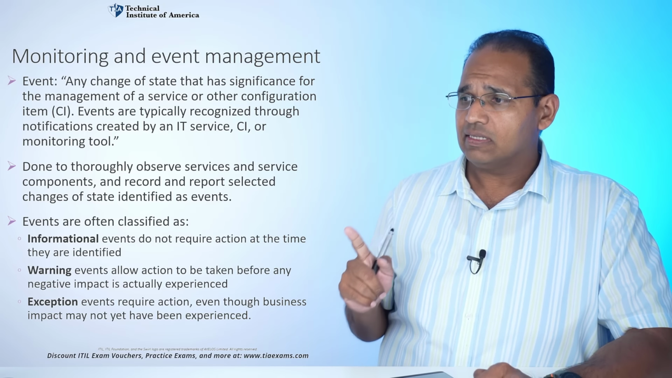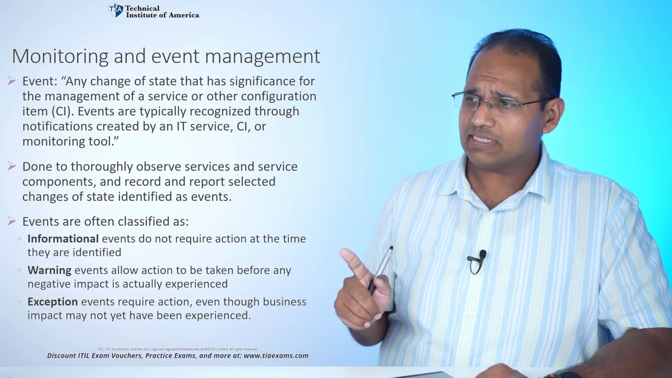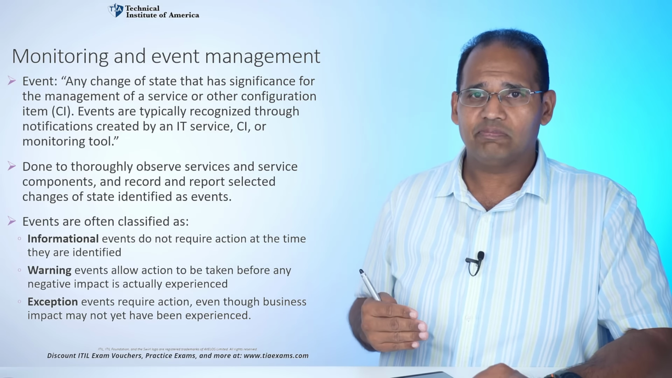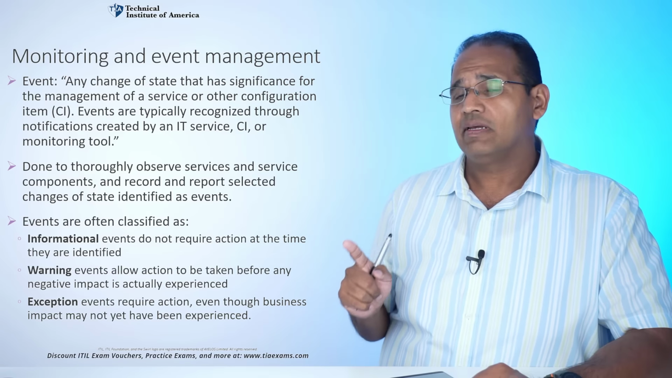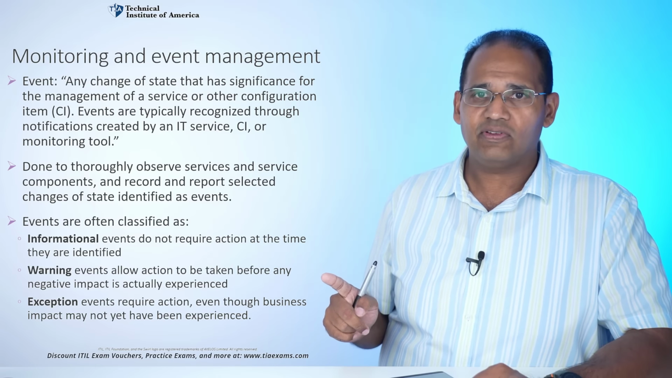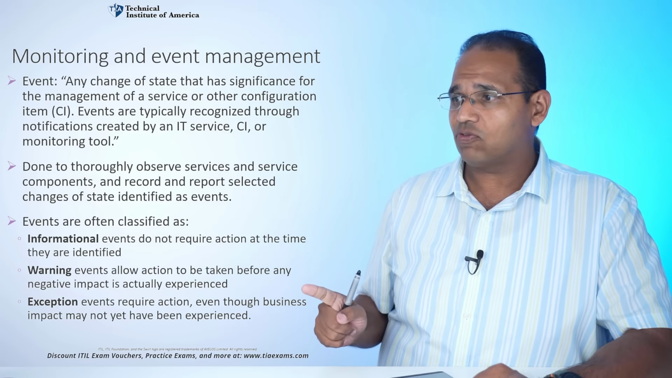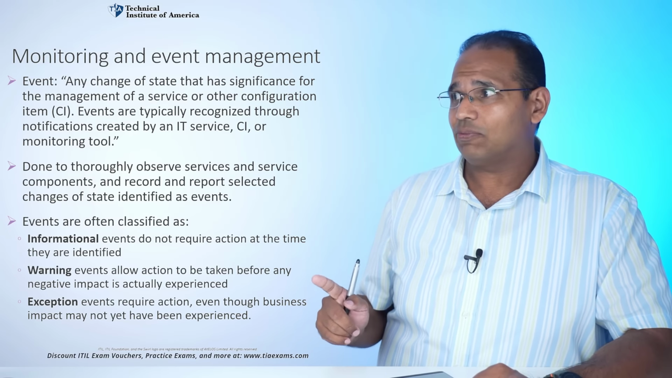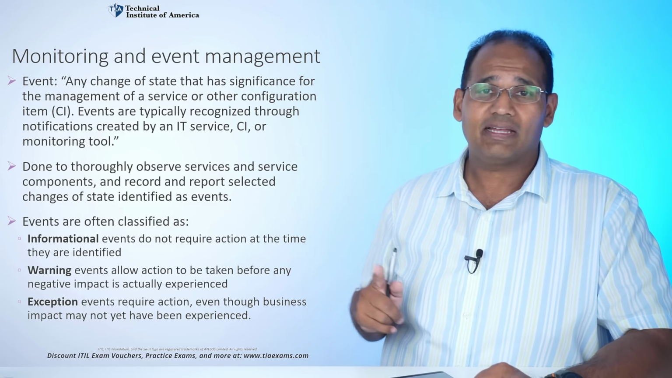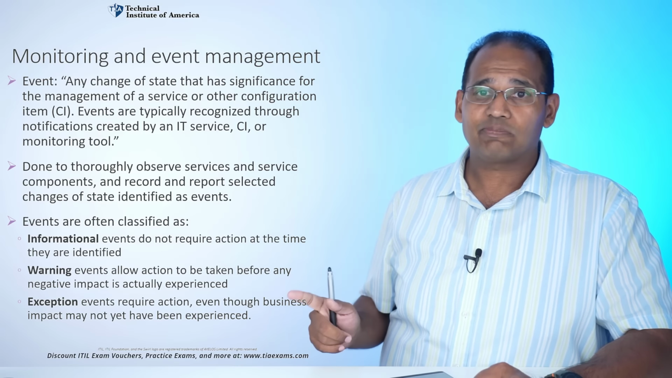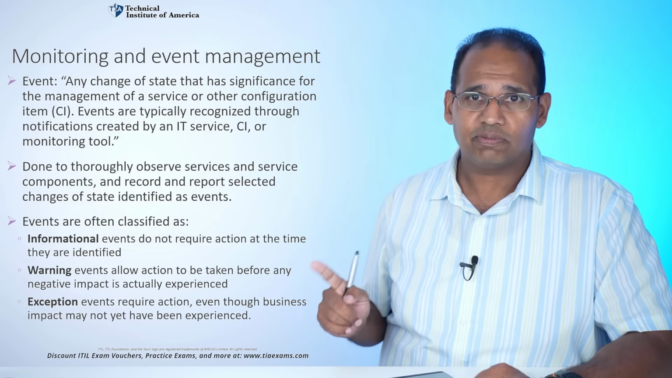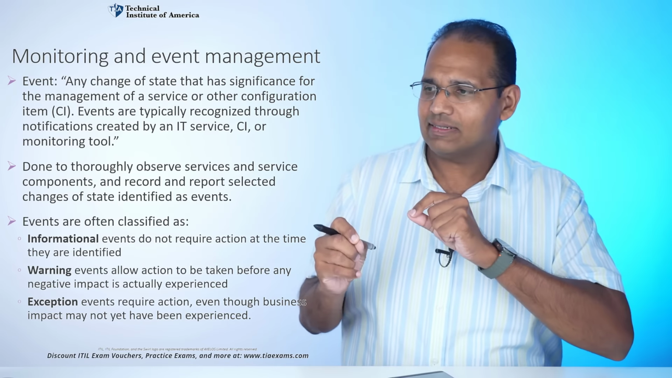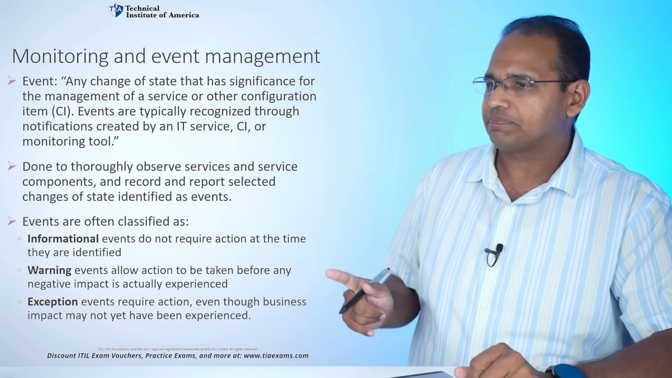Warning events allow actions to be taken before any negative impact. For example, the backup drive is 90% filled, or the computer is having performance errors. When we get warnings, we should act on them so the backup drive doesn't get filled and then we can't back up anymore, or the computer just stops working because we run out of hardware or have performance issues. So warnings are things that tell us before anything bad happens.